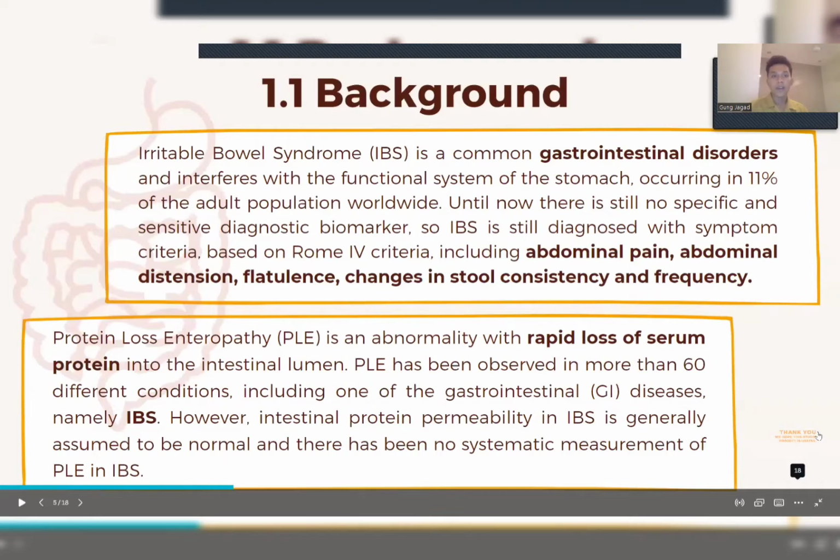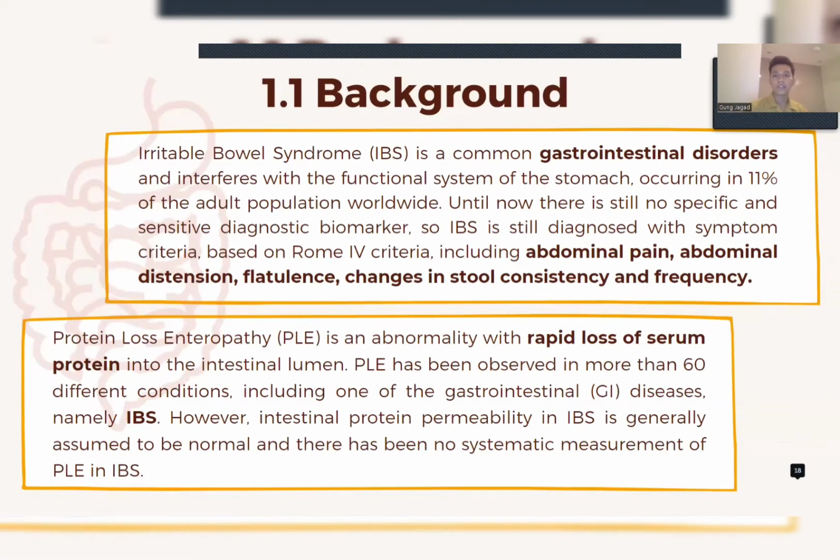From this background, irritable bowel syndrome or IBS is a common gastrointestinal disorder that interferes with the functional system of the stomach. Worldwide, it occurs in 11% of the adult population, and until now there is no specific or sensitive biomarker. So IBS is still diagnosed from the Rome 4 criteria, including abdominal pain, abdominal distension, flatulence, and change in stool consistency and frequency.